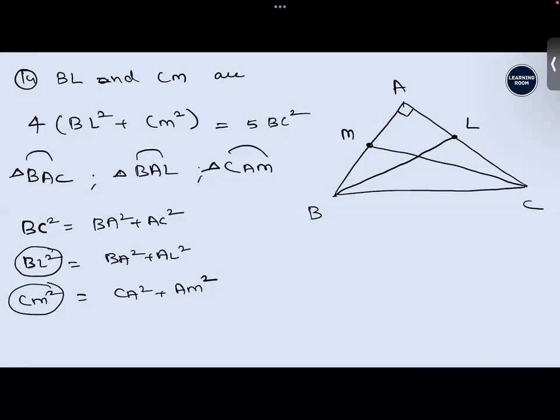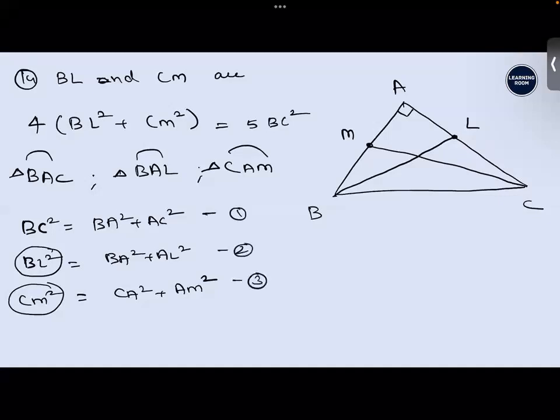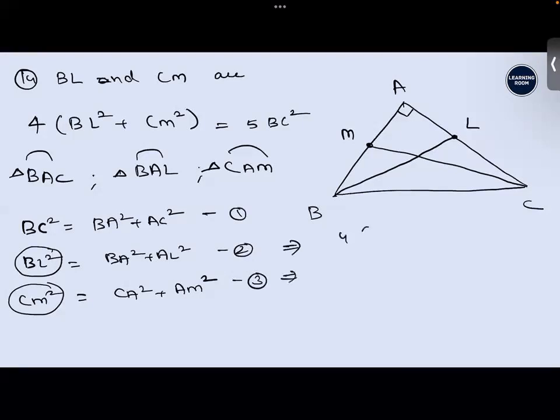I'm just trying to connect the logic and solve. If I look at the second and the third expression, I'll get the left-hand side of what is supposed to be proved, BL square plus CM square. But what is missing on the left-hand side? 4 is missing. So can I say 4 times the second equation plus 4 times the third equation will give you 4 times BL square plus CM square?